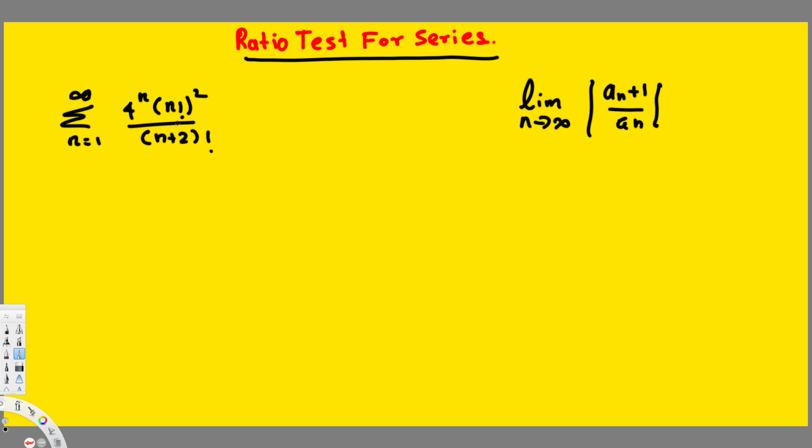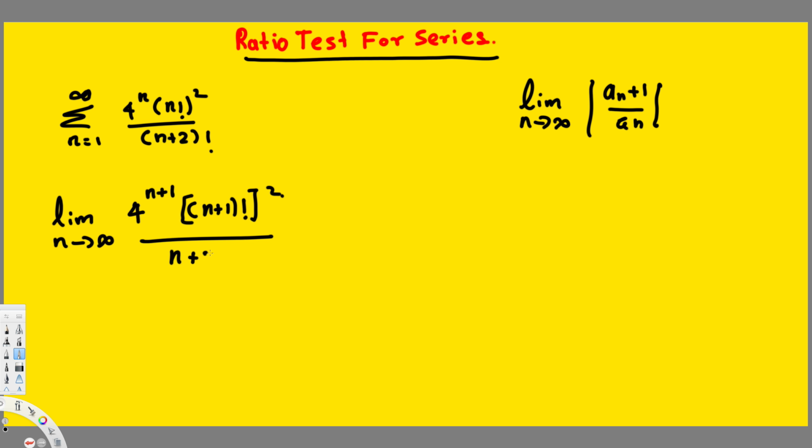So let's see what we get from this one. Let's take the limit first. So the limit as n approaches infinity, and a_(n+1) basically means that wherever we have n, we just add 1 to that. So here we have 4 power n, so this is going to be 4 power n plus 1. And then we have n factorial, that's going to become (n+1) factorial squared, right? And then in the denominator we have n plus 2, and if we add 1 to that, that's going to become n plus 3, and also we have factorial. So this is going to be (n+3) factorial. And this is what we have for a_(n+1).